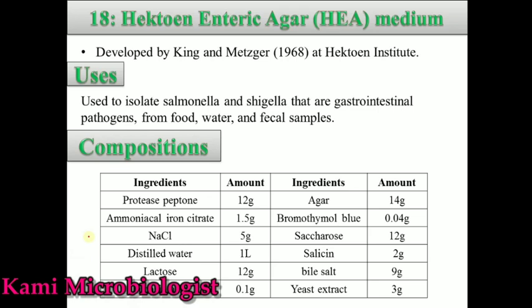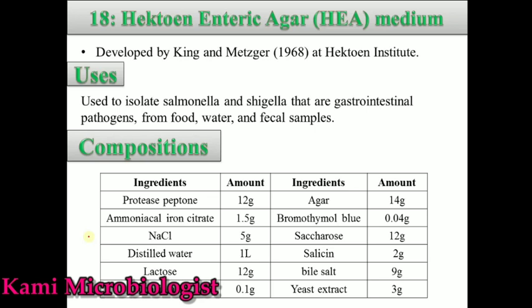Today in this video lecture we are going to talk about Hektoen enteric medium. Hektoen enteric medium is a type of culture media which we specially use for the isolation of mostly gram-negative rods. It is a selective media for gram-negative bacteria, because on this media we cannot grow gram-positive bacteria.